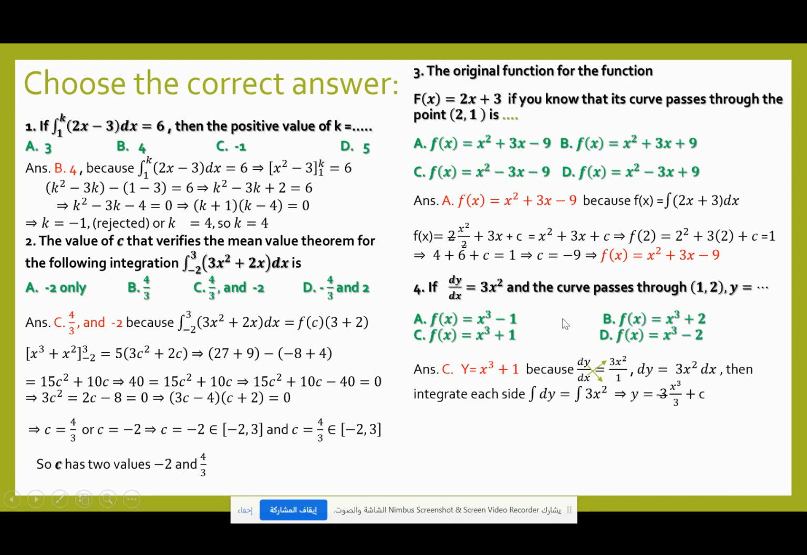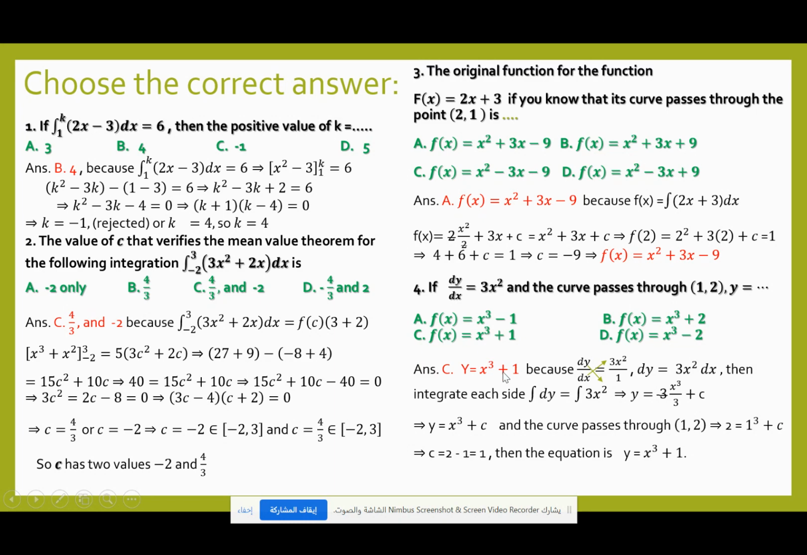Now we need to know how much c is. To know it, we replace x by 1 and y by 2, and we can get c. In the question, he said that the curve passes through (1, 2). This means x is 1 and y is 2. So 2 equals 1 cubed plus c. Move 1 to the other side, and you get 2 minus 1, which is 1. So c is 1, and the function is x cubed plus 1.